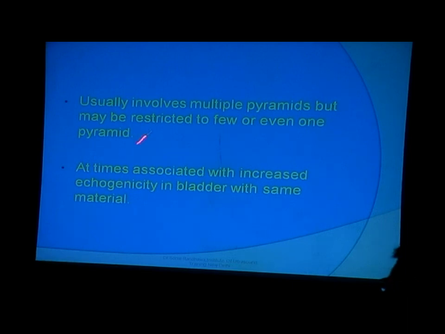Again, multiple pyramids will be involved, obviously, because the whole kidney will be affected by the oliguria, and there will be increased echogenicity in the bladder with some similar material. Something you can compare with sludge in the gallbladder. When the concentration of bile increases, it becomes sludge. So sludge looks bright. Same thing here. Urine gets concentrated because it is not getting filtered out. As a result, the pyramids start looking bright.